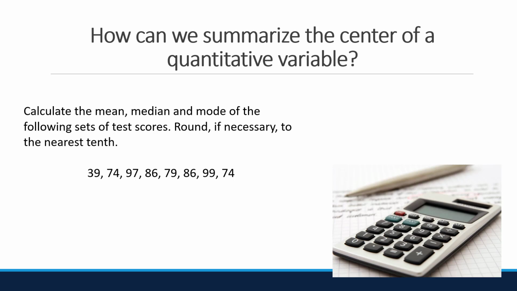Your turn. Pause the video. Calculate the mean, median, and mode of the following data set of test scores. Round, if necessary, to the nearest tenth. You should have found that the mean is equal to 79.25. The median is equal to 82.5, and the mode is equal to 74 and 86.